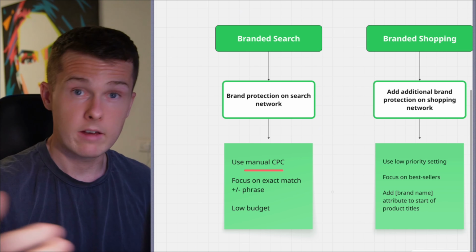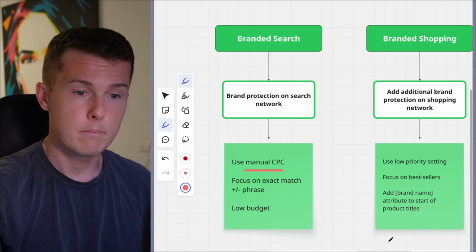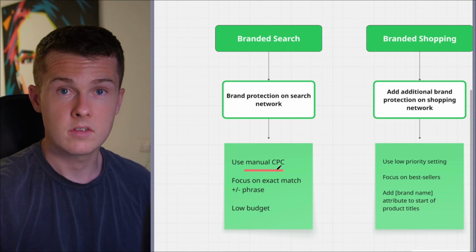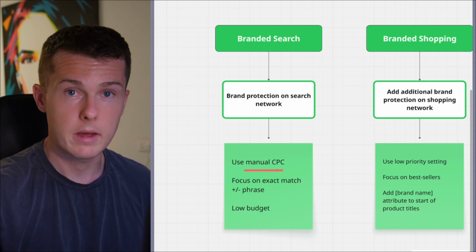However, we have found with experiments and data that a manual CPC bidding approach, where we dictate the exact bid, outperforms target impression share. And as such, we always recommend manual CPC bidding.